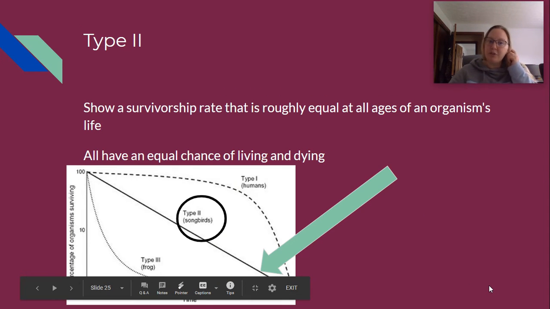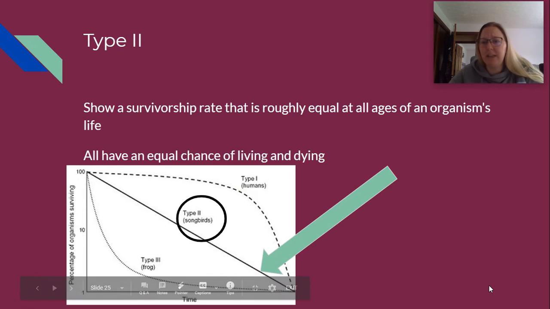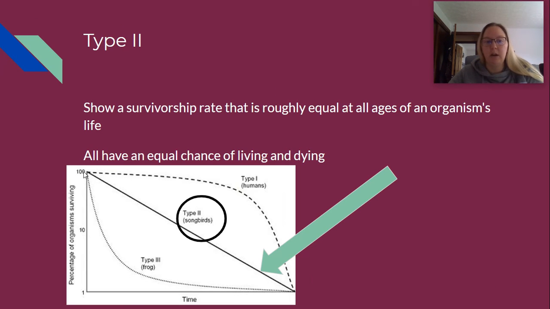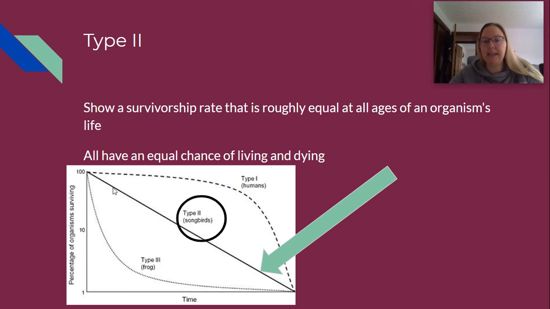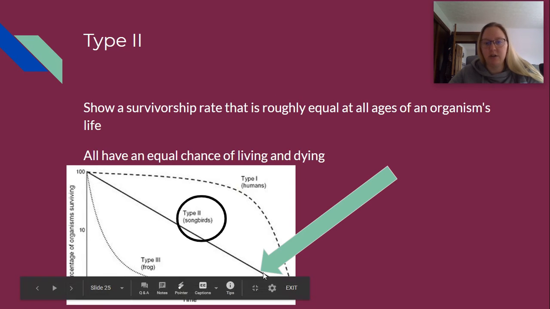Type 2 survivorship rate is roughly equal at all ages of the organism's life. So they all have an equal chance of living or dying. So it's typically that straight line that goes right down the center, because at any age, it's equal chance of survival, whether you're a newborn, a teenager, and obviously the older that you get, the more likely you are to pass away.